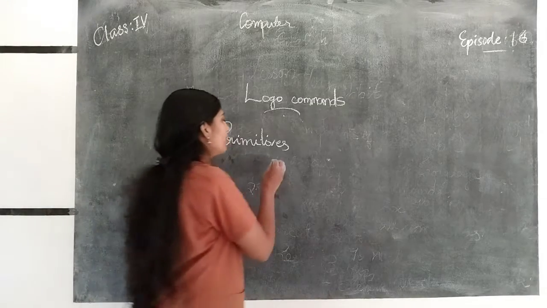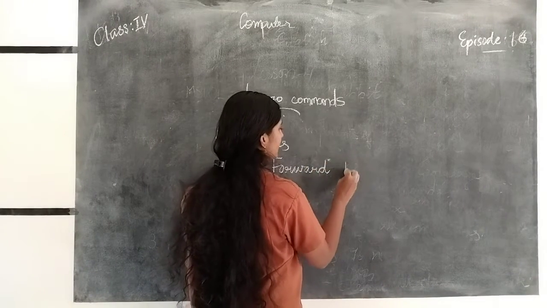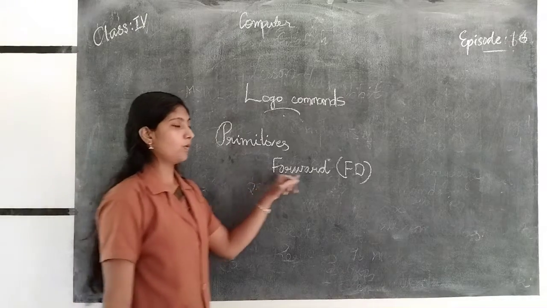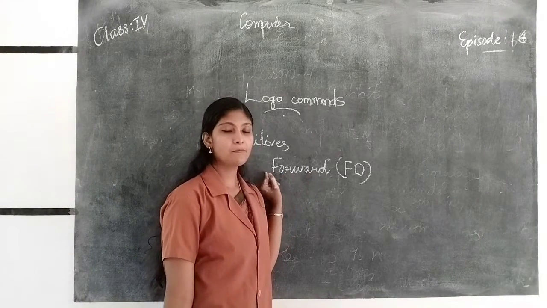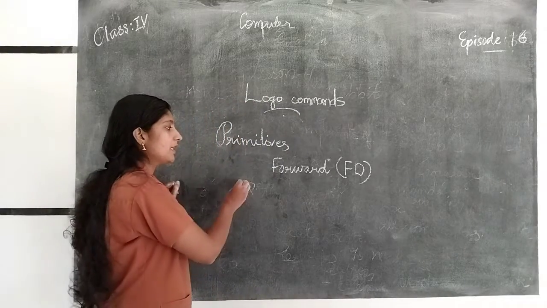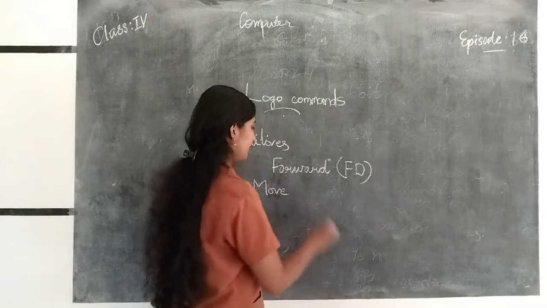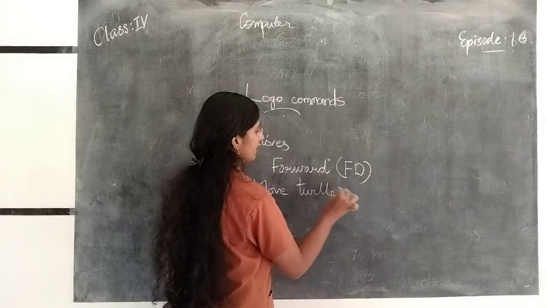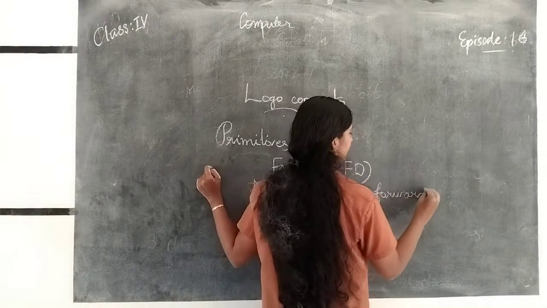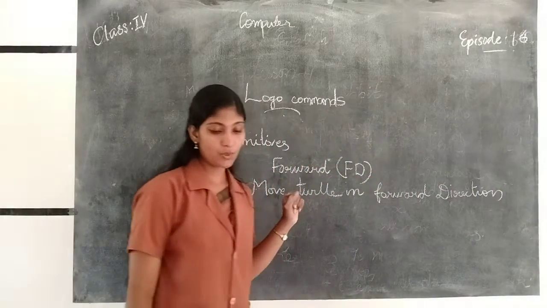So the first command is forward. F-O-R-W-A-R-D, forward. And we can type FD. So what is the first command? FD, and FD defines forward. What is its purpose? To move the turtle in the forward direction by the number of steps mentioned. Move the turtle, the pointer, in the forward direction by the required steps mentioned.